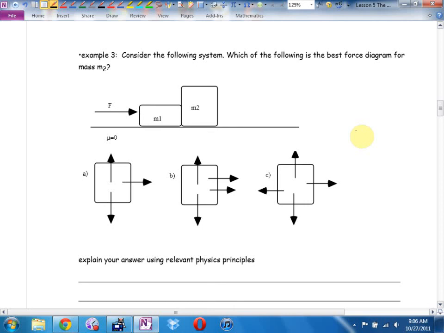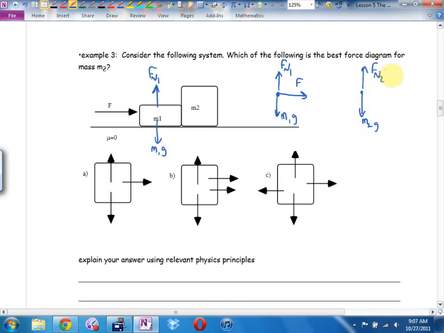Let's see. I'm going to label my forces. What are the forces acting here? Get the obvious ones. I have M1G, normal force number one, and I have a force pushing it this way. You know what? Let's redraw these, because I'd rather have the F right here. So here's the force, M1G, normal force number one, M2G, normal force number two. Those ones I think most of you were okay with.